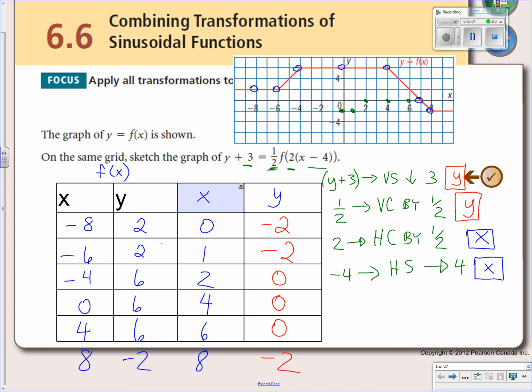I did miss this point over here. This is negative 10, 2 originally, so that will be negative 10. It's going to go over to here. Okay, so I'm ready to make a sketch of my graph. Let's see if you got the right answer. I'll pull it out here.